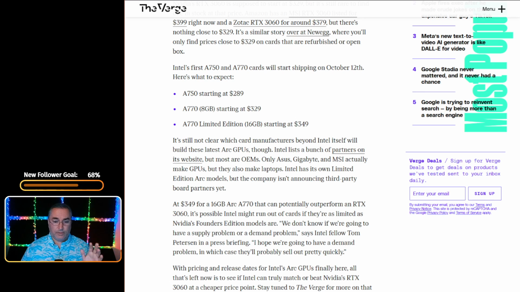I say a lot of things really fast and then my filter kicks in. It's still not clear which card manufacturers beyond Intel itself will build these latest Arc GPUs, though. Intel lists a bunch of partners on its website, but mostly they are OEMs; only Asus, Gigabyte, and MSI actually make GPUs, but they also make laptops. I'm not sure who all will end up making these and adding value to it, kind of like what NVIDIA does and what AMD does.